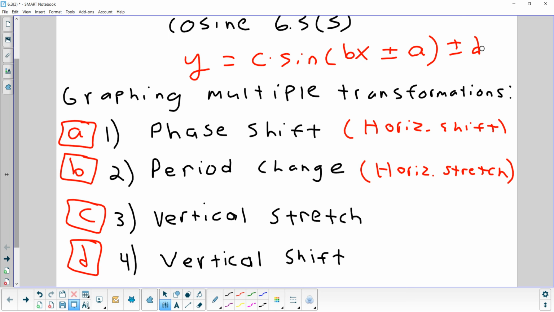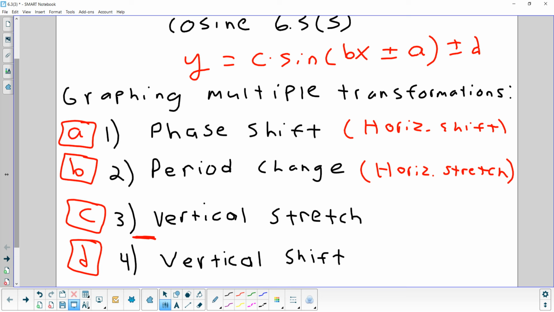And with a vertical shift, plus would move it which way? Up. Minus? Down. If C was negative, that would cause a reflection, and you could do that right in there. You can do the stretch and the reflection pretty much together. And I think that's it.